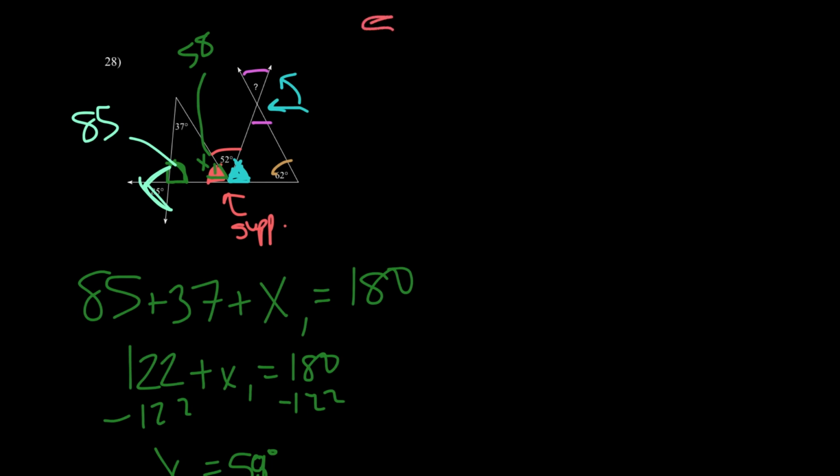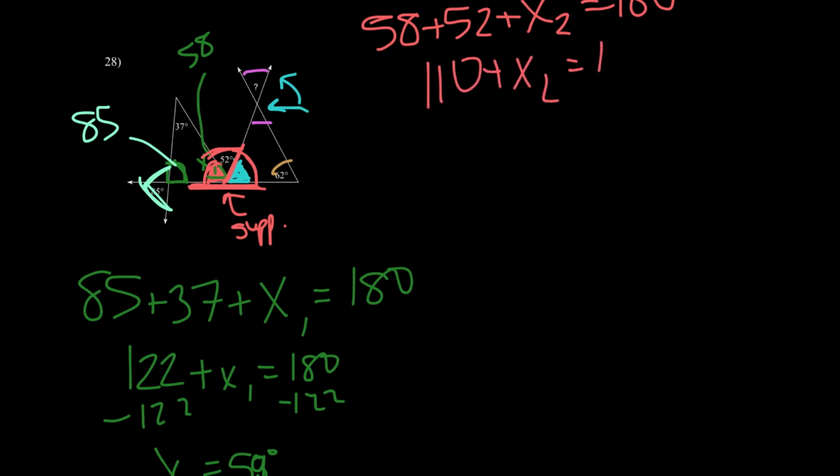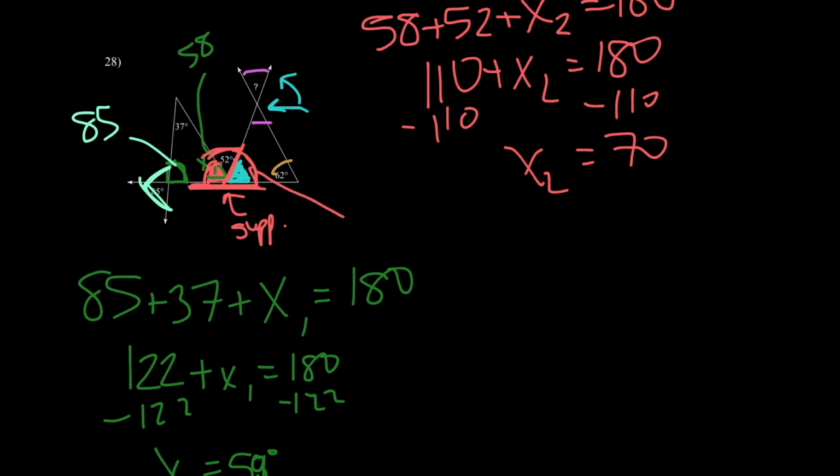So I know 58 plus 52 plus, I'm going to say x2, all added up must equal 180 degrees because they form this line right here. So that's this angle, 52, and this angle in here. I'm adding all of those up to find this angle in here. So 58 plus 52 is 110 plus x2 equals 180. Subtract 110 from both sides. So x2 is going to equal 70 degrees. So this guy right here is 70 degrees.